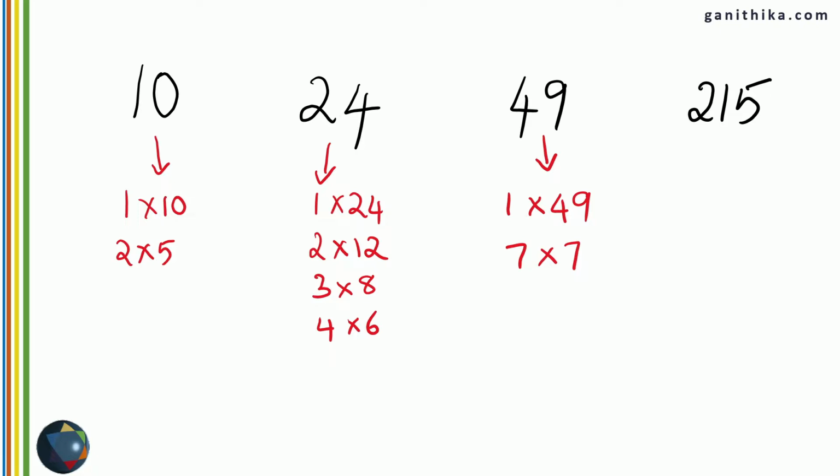Whereas for 215, the first product obviously would be 1 times 215. And the second product would be 5 times 43, and there are no other products for 215. So you can see that different numbers can be expressed as a product of two numbers in different forms. For example, 10 has only two forms, 24 has 4 forms, 49 has 2, but 215 also has only 2. You can try this out with more numbers in your leisure time.